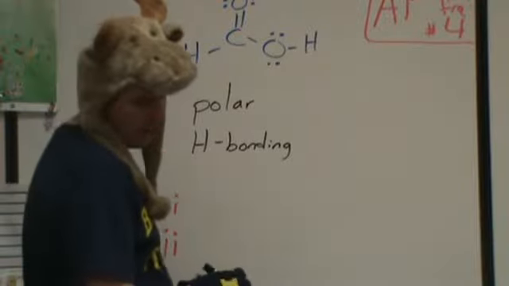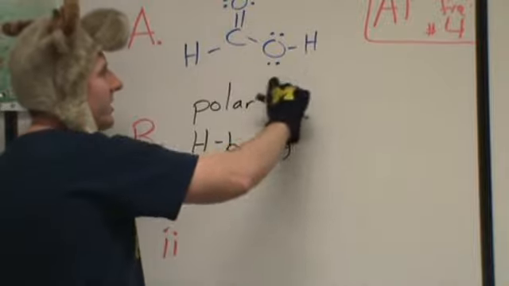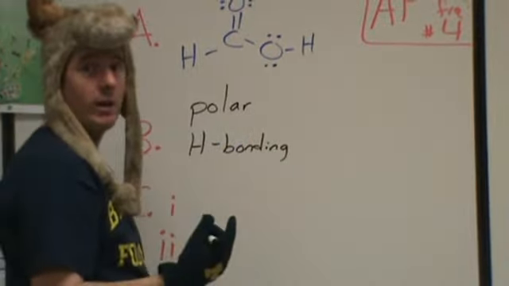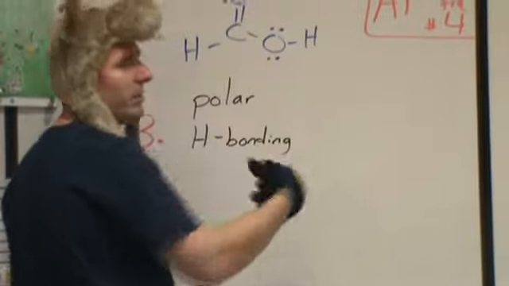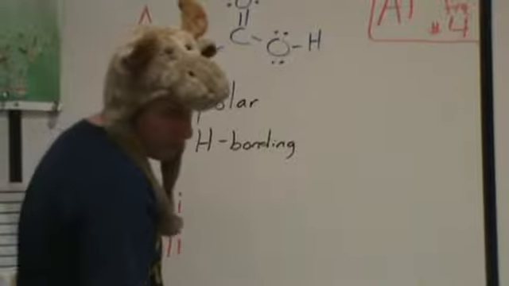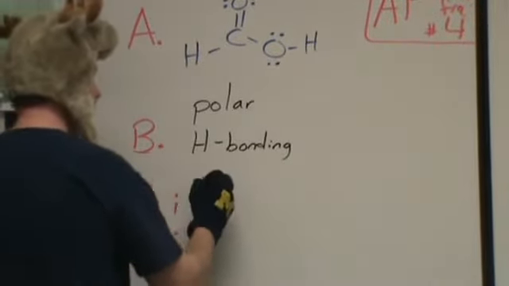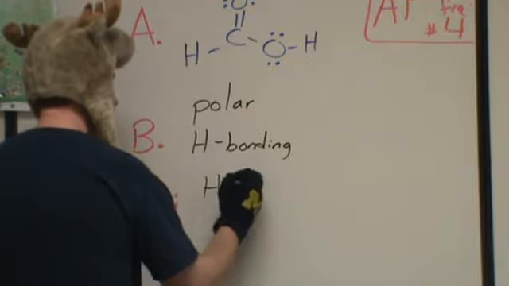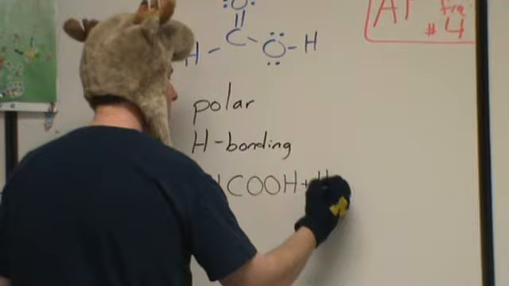So there is that element to it. There is also the fact that this is going to react with the water, which increases its solubility because this H plus can be removed to make the hydronium ion. Moving on to part C, it says that when this dissolves in water, it acts as a weak acid. Write out the reaction for that. I'm going to write this as HCOOH plus water.